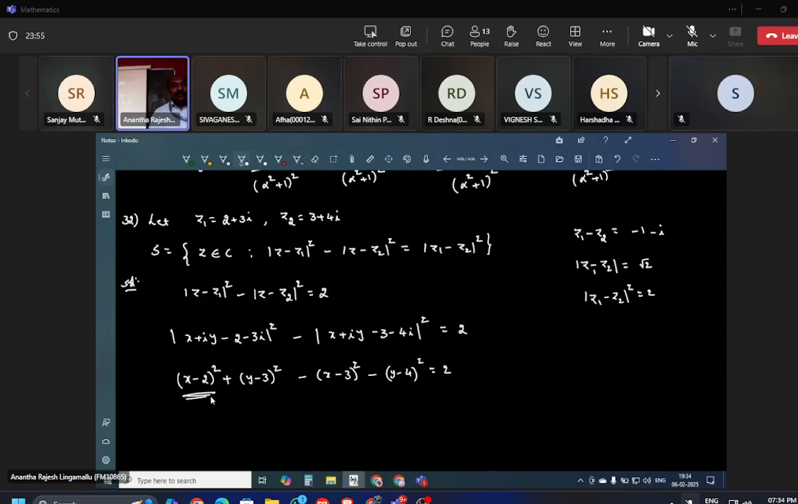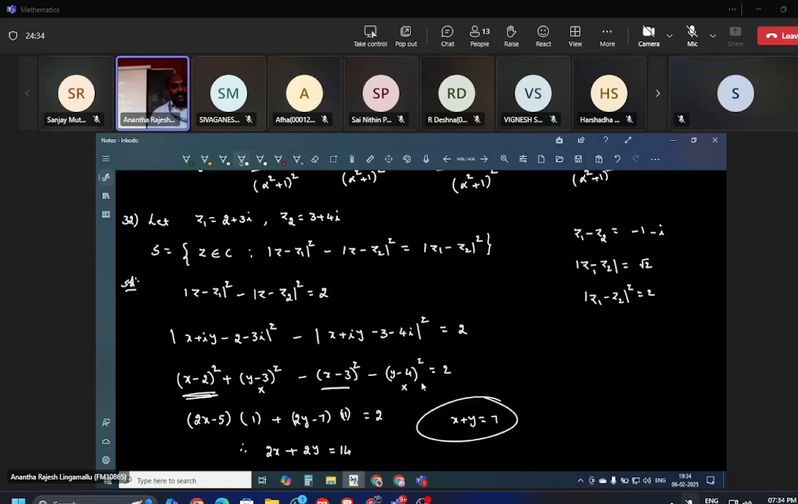Done. Now for these two things, can I apply a square minus b square? What is a plus b? 2x minus 5. What is a minus b? Minus 2 plus 3, that is 1. Understood or not? For the y terms, apply the same: add them, 2y minus 7; subtract, 1. 1 is equal to 2. So therefore it is nothing but 2x plus 2y minus 5 minus 7 equals 2. Minus 12 goes that side, 14. So the locus is x plus y equal to 7, a straight line.